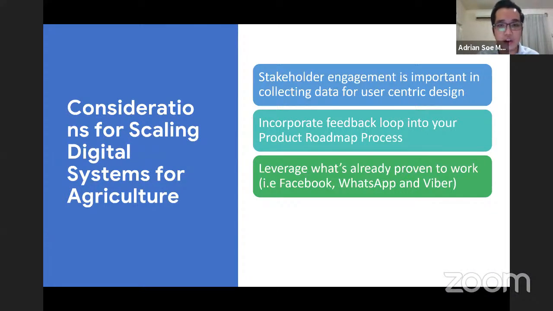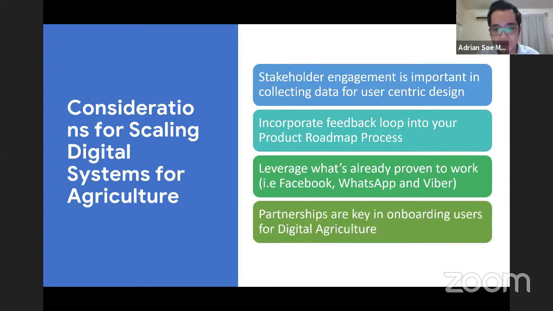Sometimes we like to use technology for the sake of using technology, which I want to highlight here that you might want to avoid. There are a lot of existing tools or platforms that we can leverage instead of building a new one or using entirely sophisticated and unrelated technology. So for us in Myanmar, we leverage platforms like Facebook and Viber, where we have a lot of farmers already. And that's how we've been able to onboard users into our platform by reaching them through these platforms.